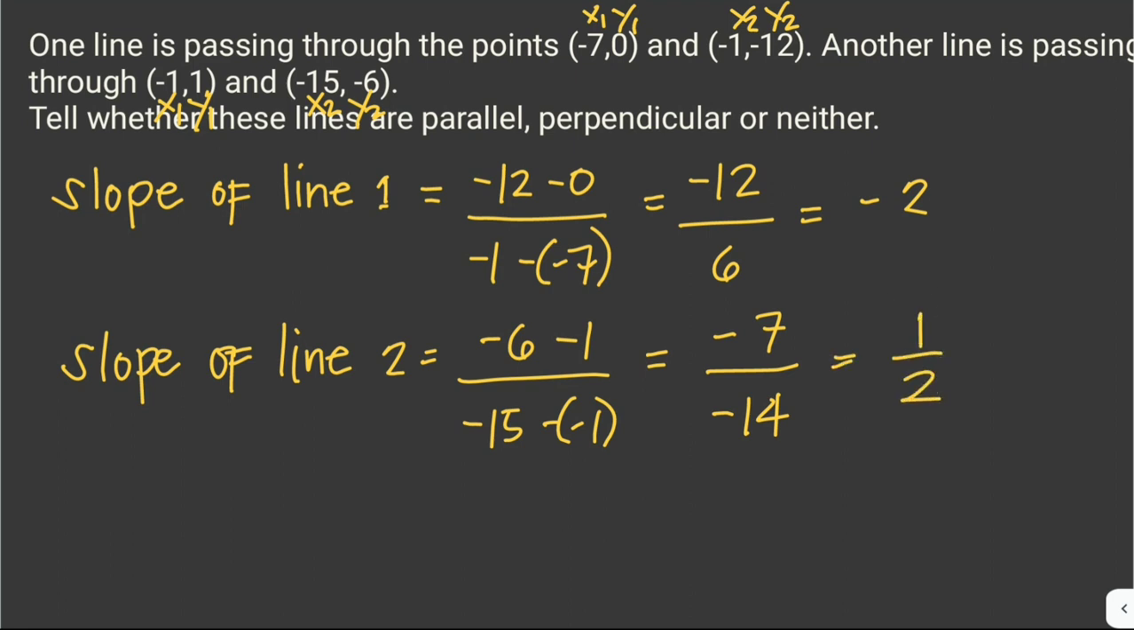So the slopes here are not equal, therefore the lines aren't parallel. But the slope of the second line is the negative reciprocal of the slope of the first line. Therefore, line 1 is perpendicular to line 2. So the lines are perpendicular.